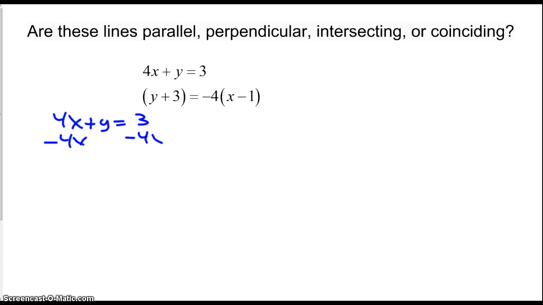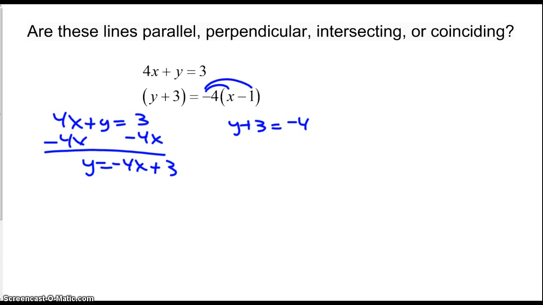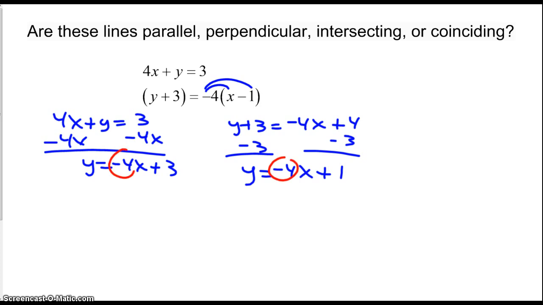Maybe for the top line, subtracting a 4x, so I can see the slope and the intercept. And then over here, maybe we get rid of parentheses by distributing the negative, negative 4x plus 4. And then if I subtract a 3 here, I get y equals negative 4x plus 1. So what do I have here? Well, I've got slopes that are identical. So these lines are at least parallel. And since the y-intercepts are different, then it's not the same line. We would say these lines are parallel.